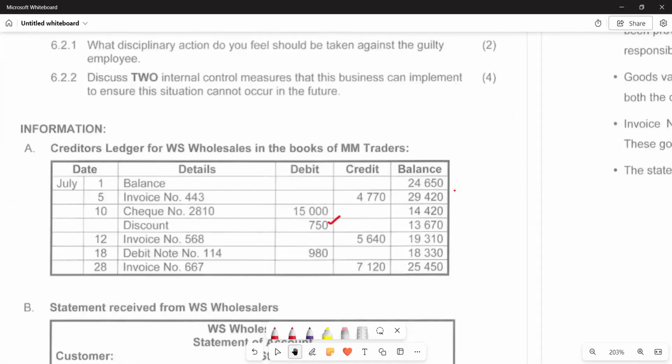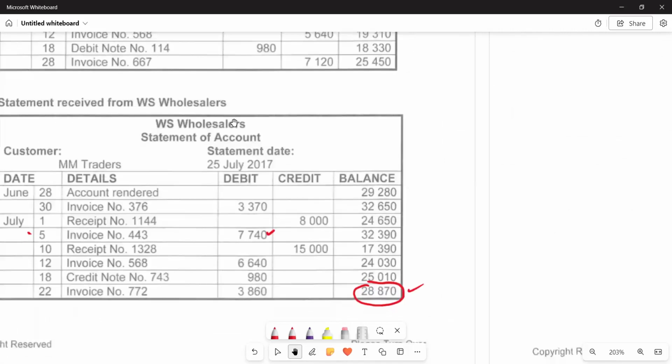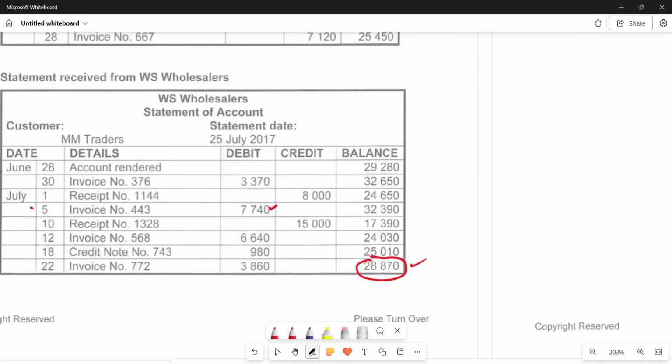And we try to see if it's reflecting now on the statement. We go to the opposite side, which is now the credit side, and we see that we only have 15,000 a year on the 10th, but 750 is not there. So we need to go to the credit side of the statement and put our 750. In other words, we are supposed to have a 750 on the credit side.